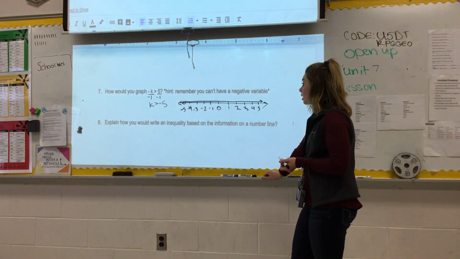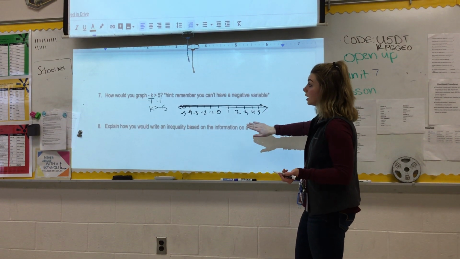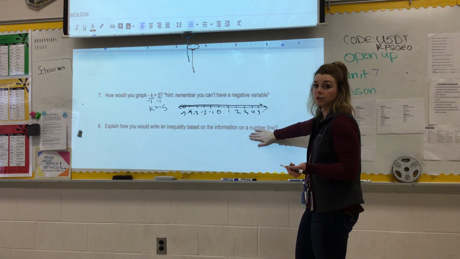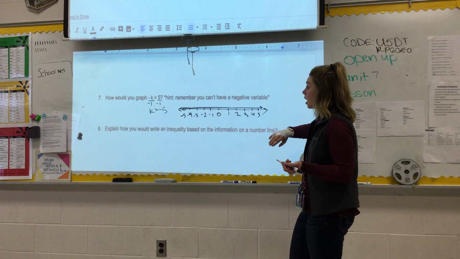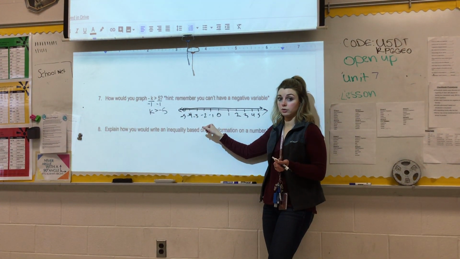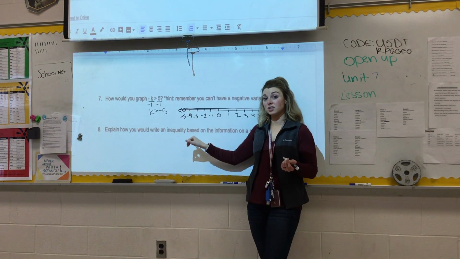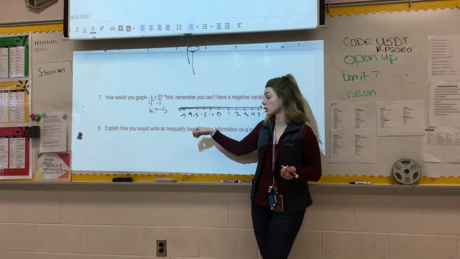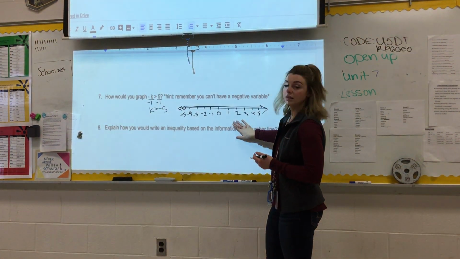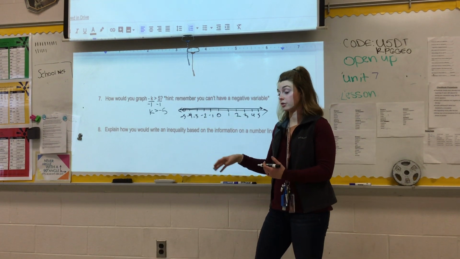So the next one might look like it's related to this one. It's actually not. It's a totally separate question. On your test for this one, you'll have answer choices, and it's going to have a bunch of different number lines, and you're going to need to know which one to pick. So you're not going to have to draw your own, but if you can draw your own, think of how easy it's going to be when you see the answers.